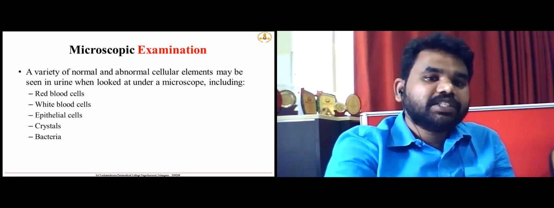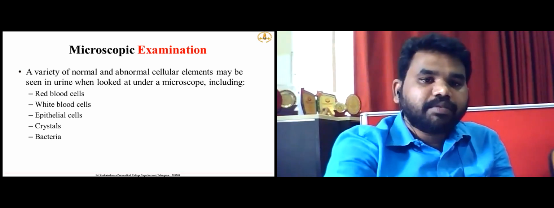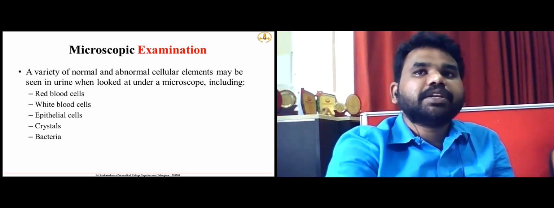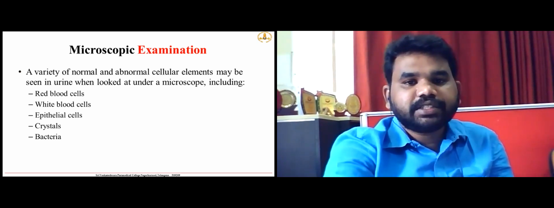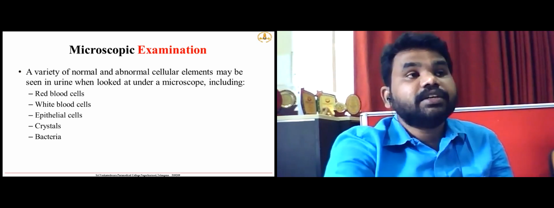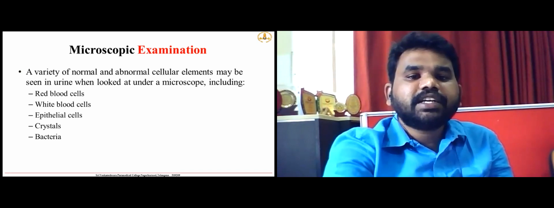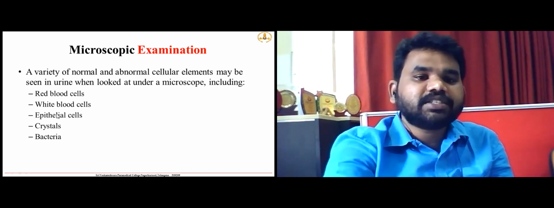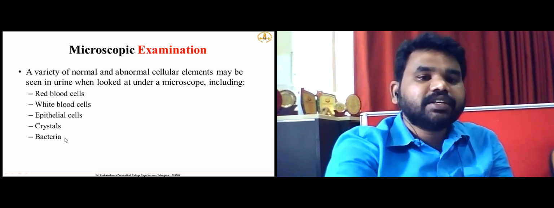And microscopic examination of urine. We will collect the urine sample from the patient, keep it in a test tube, and centrifuge it at 5000 rpm speed for 5 minutes. Then we will collect the sediment on a glass slide and check under the microscope for red blood cells, white blood cells, epithelial cells, crystals, or any bacteria.